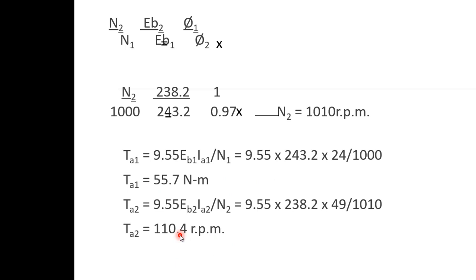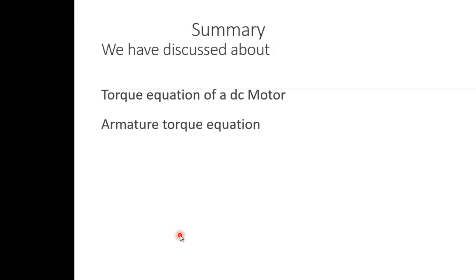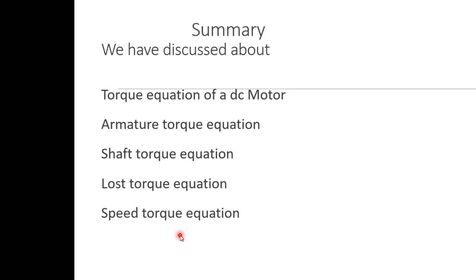So it is very much clear that we could understand the concepts of DC motors or DC generators by solving the problems. You will come to know what the logics available are and how the different concepts are involved. Okay, fine. So we discussed the torque equation of a DC motor, armature torque equation, shunt shaft torque equation, lost torque equation, speed torque equation, and problems on torque as well as speed.